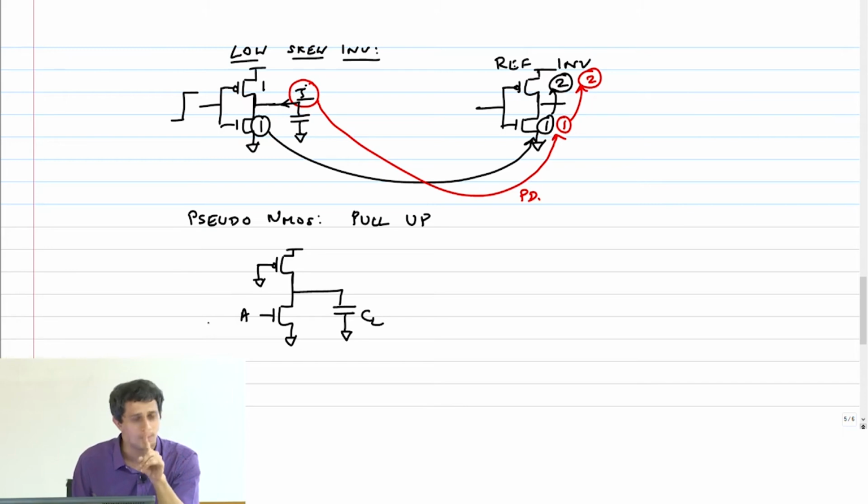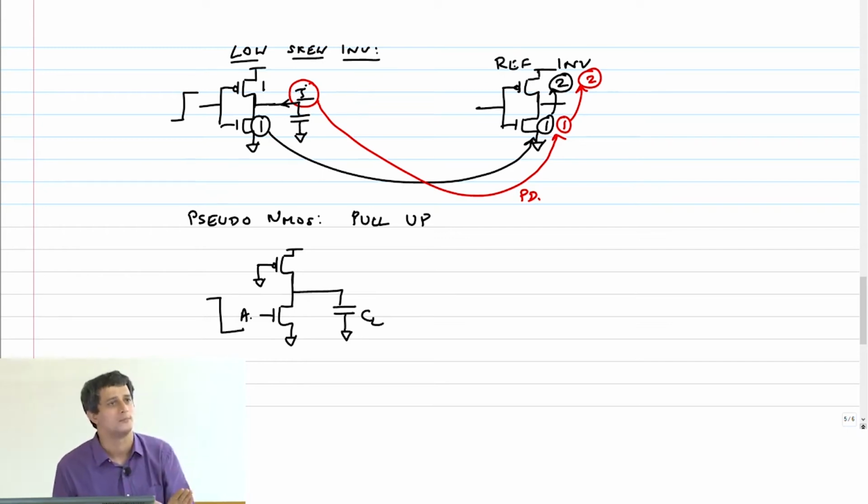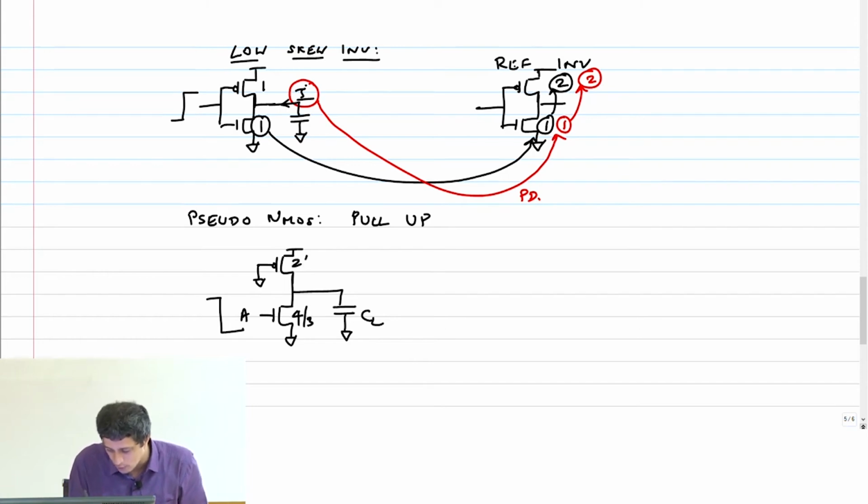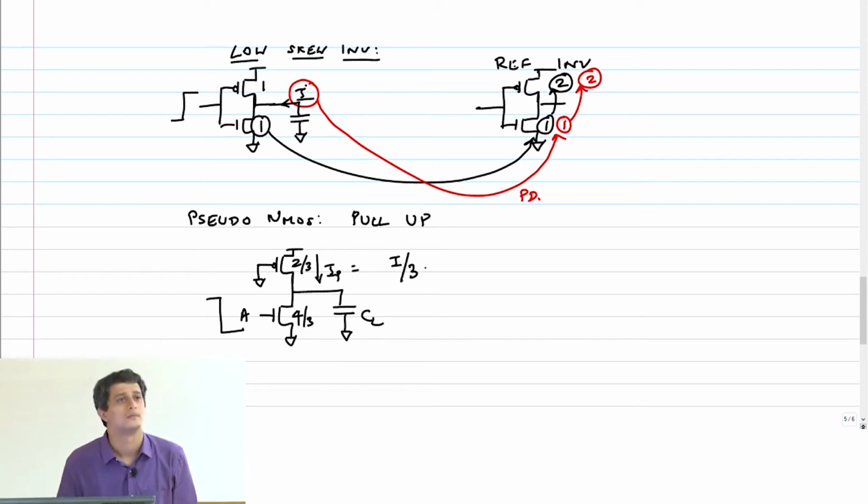What is the definition of pull-up? Ideally, my input falls and turns off my NMOS transistor instantaneously. Correct? So if this is 4 by 3 and this is 2 by 3, I have a current IP which is equal to I by 3. Correct? Now IP and then there is a load current IL. Because the NMOS is cut off completely, IL equals IP.